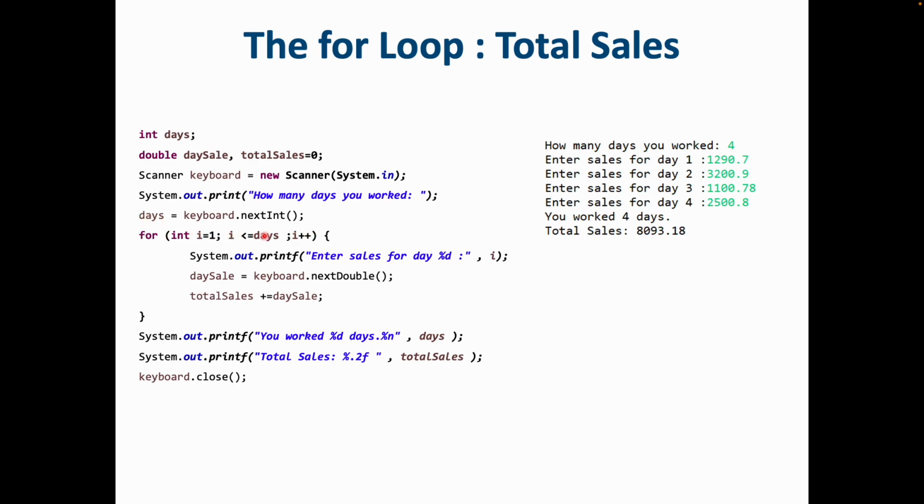Then I'm using this variable to count the days. Starting from 1, I will go up to the number of days I worked, and at each iteration I will increment it by 1. Then I'm printing, enter sales for day, in the first iteration it will be 1, and then I will read it from the user, and add the value that I read to my total sales. Once I am done, I will print, and then close my scanner. This is one of the ways it might work. How many days did you work? We entered 4. Then it asks four times for the sales for day 1, day 2, day 3, and day 4. Then we say you've worked 4 days, and this is the total sales. Do you have any questions so far?